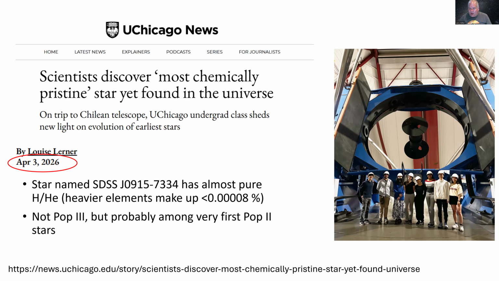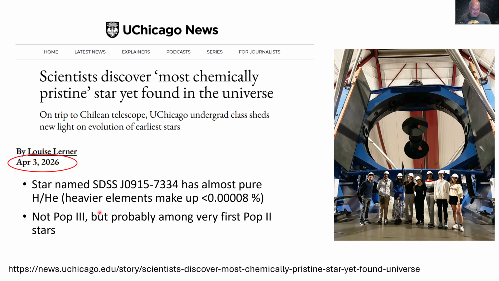And this was the story that came out, a paper that came out just a week or two ago. This is a news release from the University of Chicago, where they were announcing that scientists discovered the most chemically pristine star yet found in the universe. And this was, in fact, an undergraduate class from the University of Chicago, an astronomy majors class, that got to go to Chile and use a telescope, and they discovered this star, which has this long, boring name.